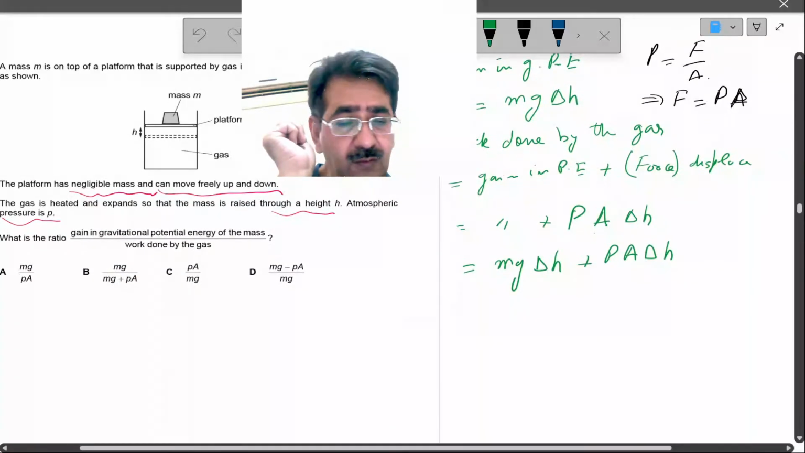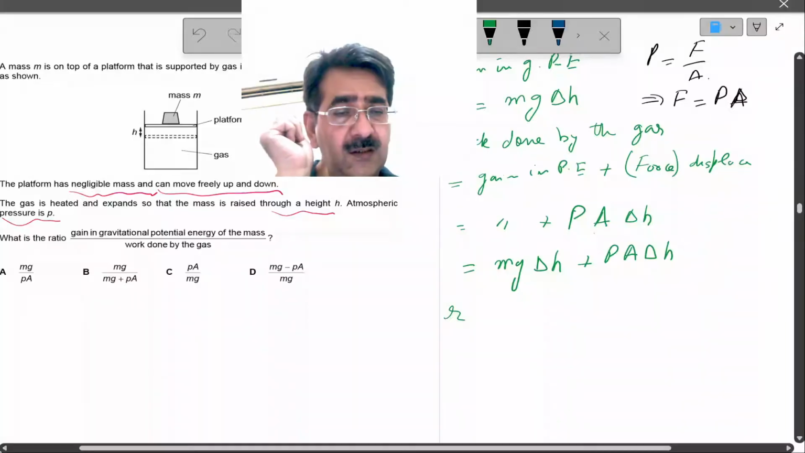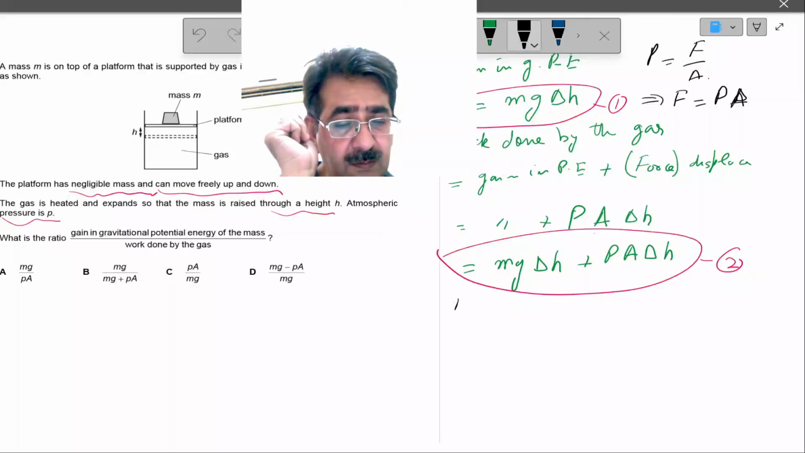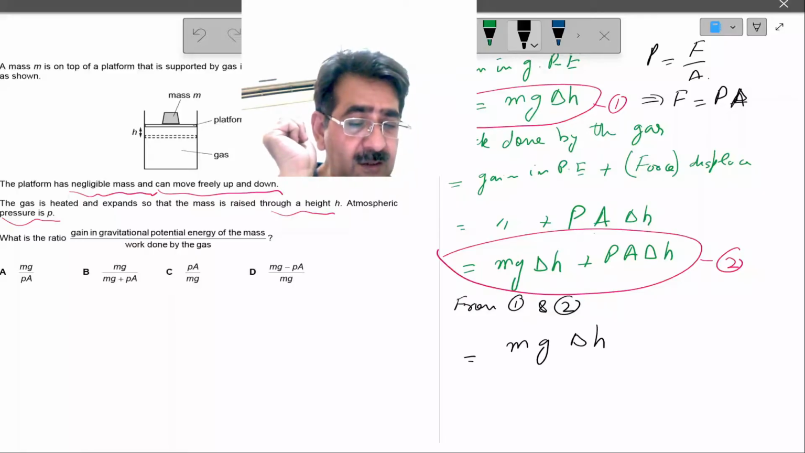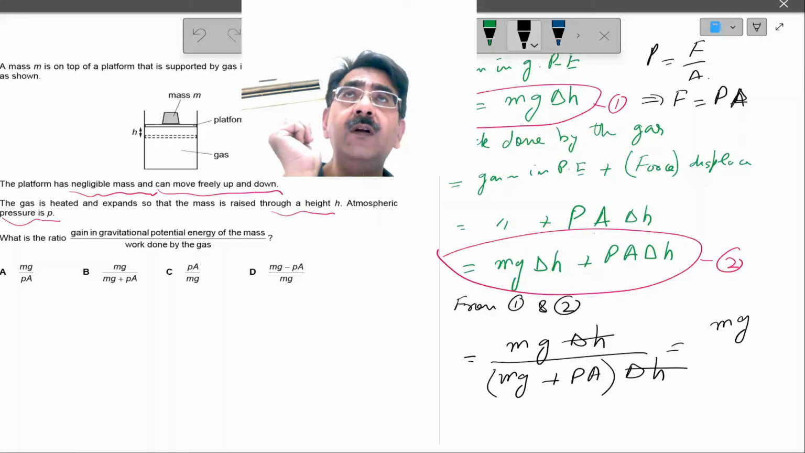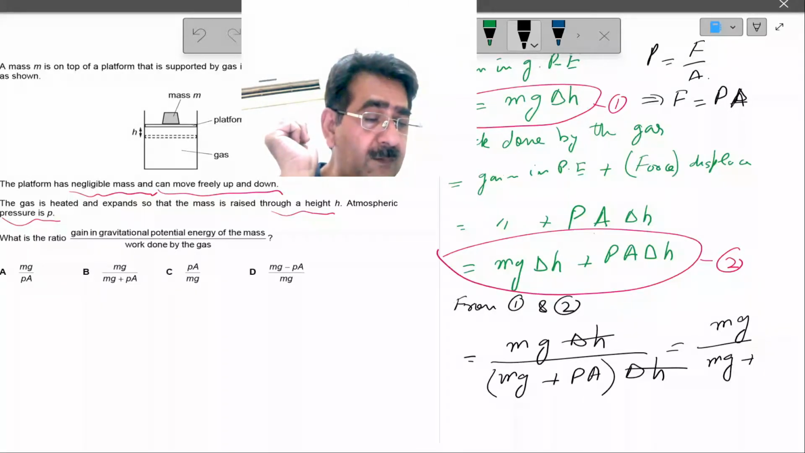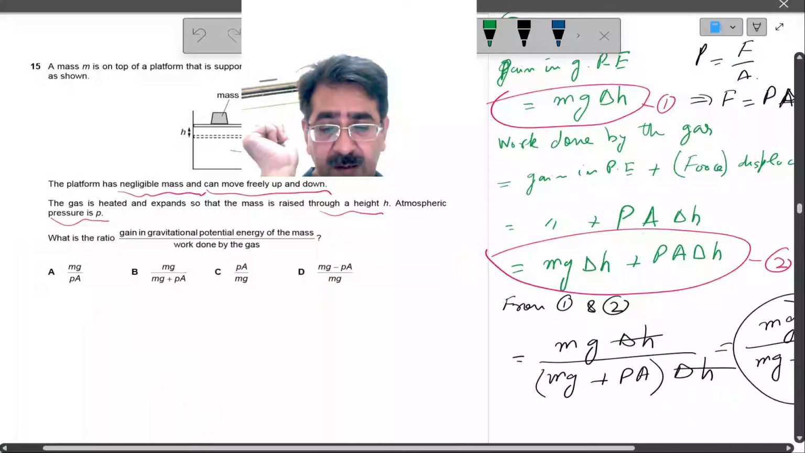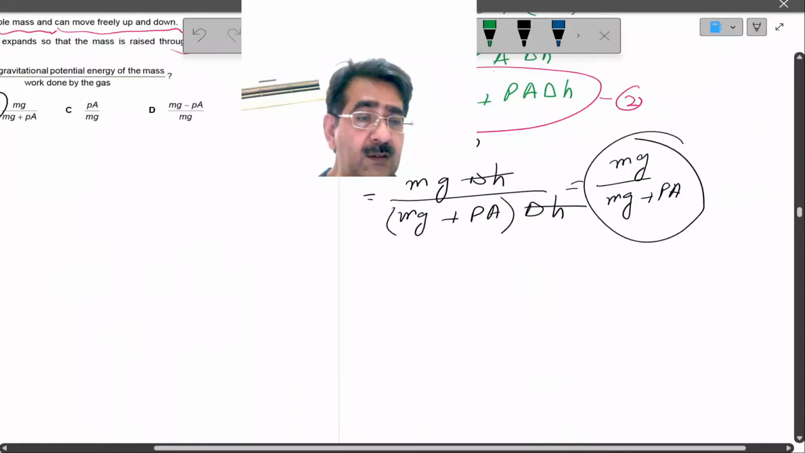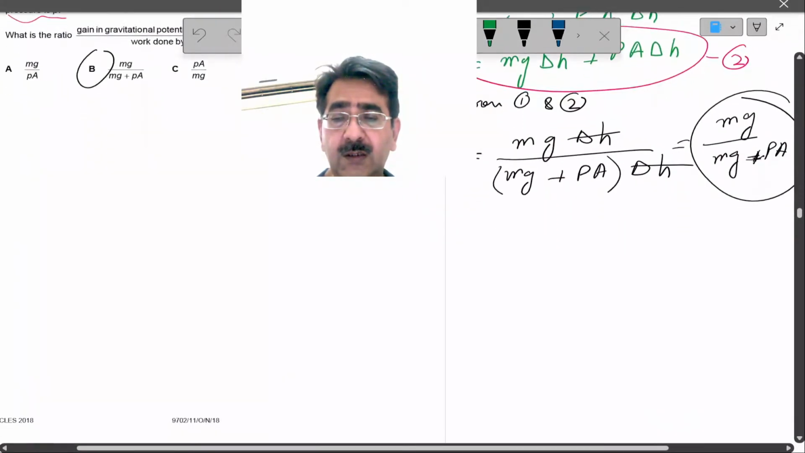So what will be the ratio? If I say this is 1 and this is 2, the ratio of 1 and 2 is mg delta h divided by mg plus PA delta h. Delta h will cancel, so that will be mg over mg plus PA, and that is option B. Okay, now let's move toward the next question.